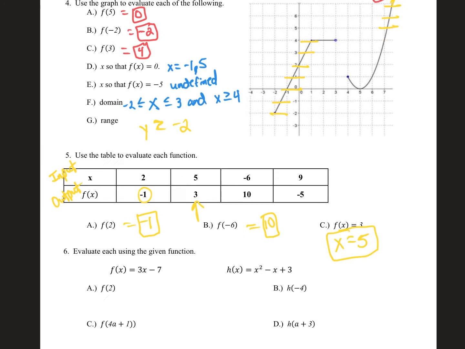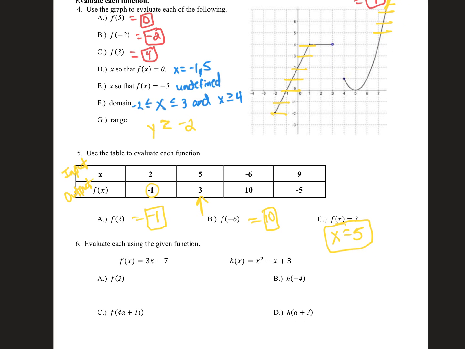And at the very bottom, number 6, it says evaluate each of the following functions. We have f of x and h of x. So two different functions. F of x is equivalent to 3x minus 7. H of x is x squared minus x plus 3. So for letter A, it says find f of 2. So they're asking us to plug 2 in to the function f. So my function f is 3x minus 7. I'm going to replace x with 2. So 3 times 2 is 6, minus 7 is -1.